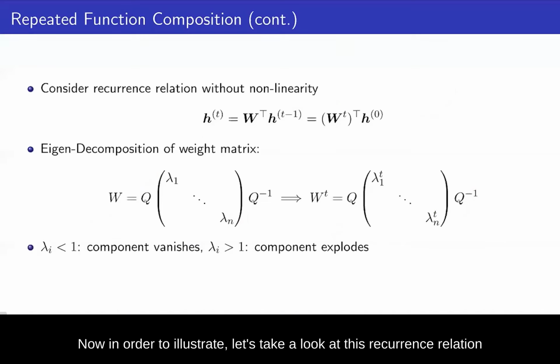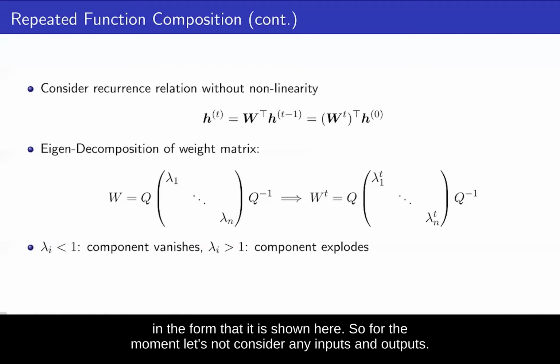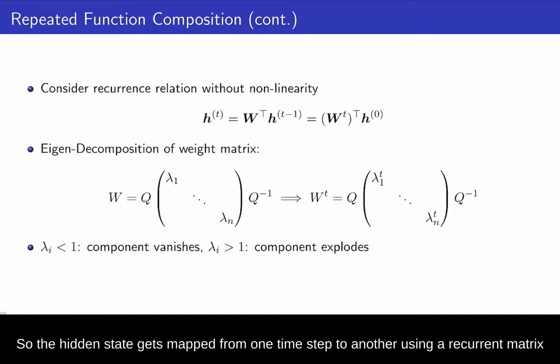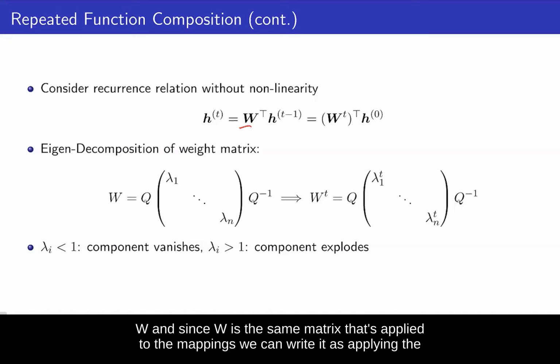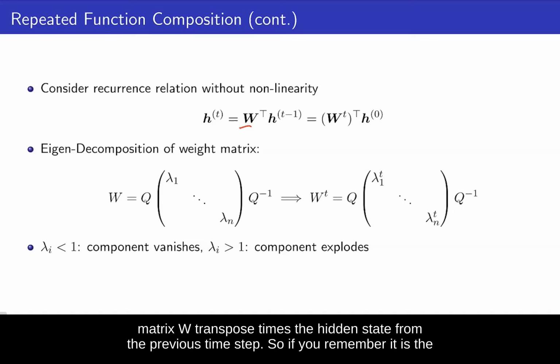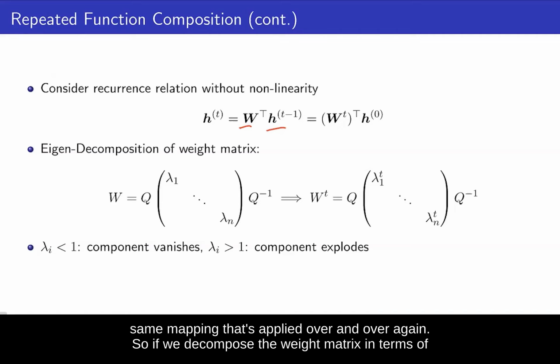Now, in order to illustrate, let's take a look at this recurrence relation in the form that it is shown here. So for the moment, let's not consider any inputs and outputs. So the hidden state gets mapped from one time step to another using a recurrent matrix W. And since W is the same matrix that's applied to the mappings, we can write it as applying the matrix W transpose times the hidden state from the previous time step. So if you remember, it is the same mapping that's applied over and over again.